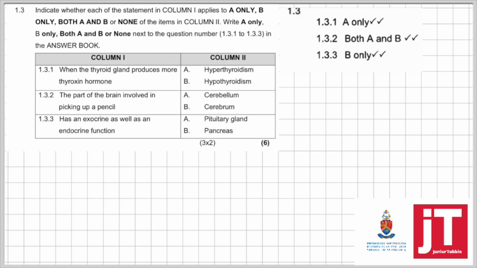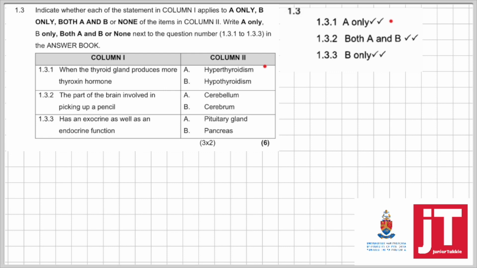1.3. Indicate whether each of the statements in column 1 applies to A only, B only, both A and B or none of the items in column 2. You must write down A only, B only, both A and B or none next to the question number in the answer book. 1.3.1. When the thyroid gland produces more thyroxine, the hormone thyroxine, what is that? Now, when a gland secretes too much, hyper means too much and hypo means little. So there we know the answer is A only, not just A.